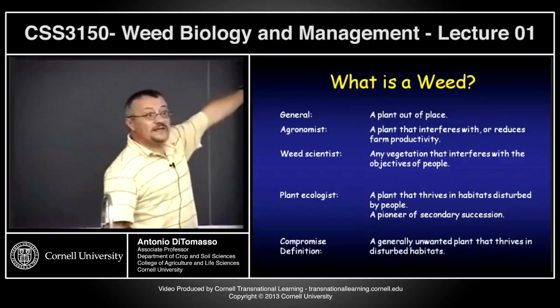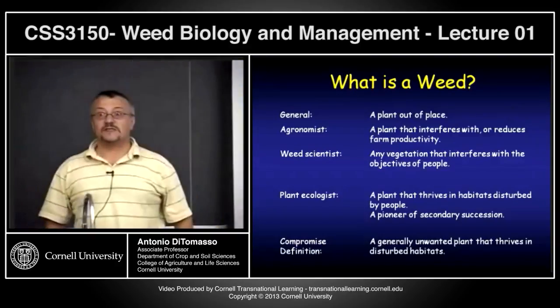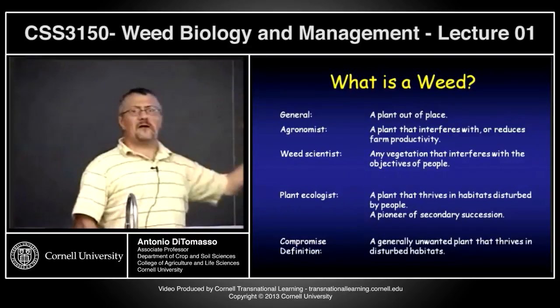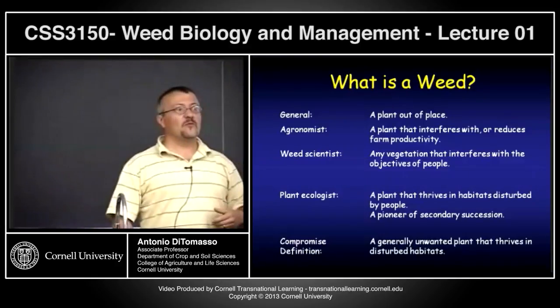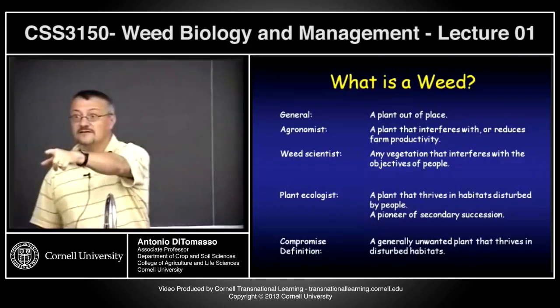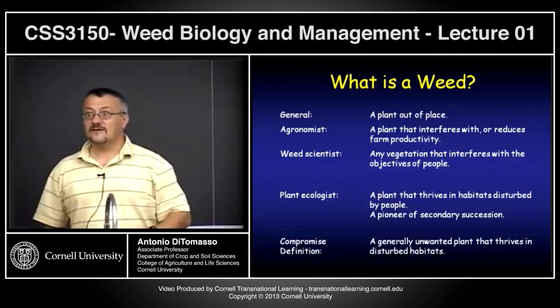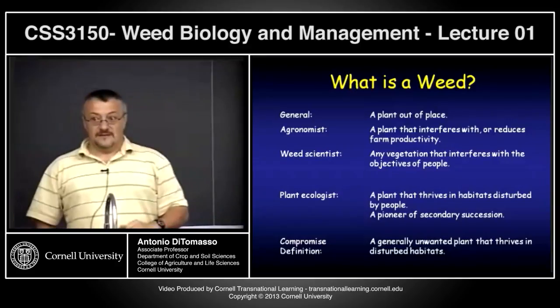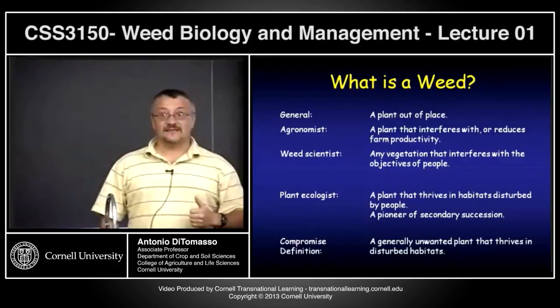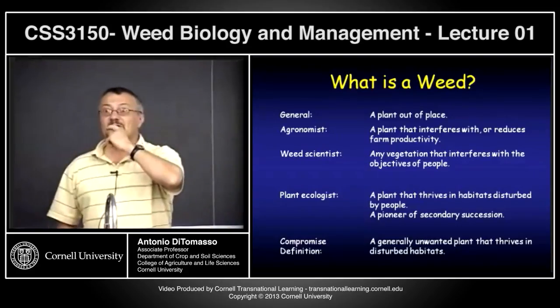Why didn't I just say that it's a plant that reduces yield? Why did I make it so farm productivity? Which it does reduce yield, but not always. If you're growing seed, you could have weed seeds in the seed that you're trying to produce, so it's not necessarily yield, but contamination. Contamination, yes, that's exactly it. What else?